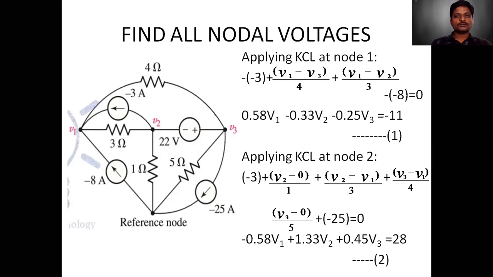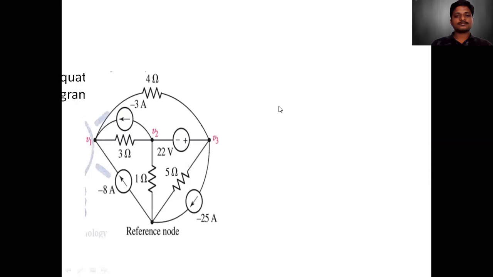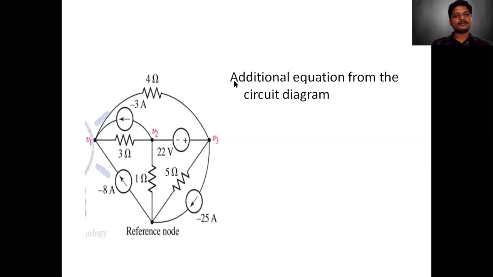You cannot solve it. So for an additional equation, you have to again look into the circuit diagram. As you have already assumed that V2 and V3 are the same node, now when you carefully look into the diagram, a voltage source is connected between V2 and V3, and its value is 22 volts. And plus is on the V3 side, minus is on the V2 side.